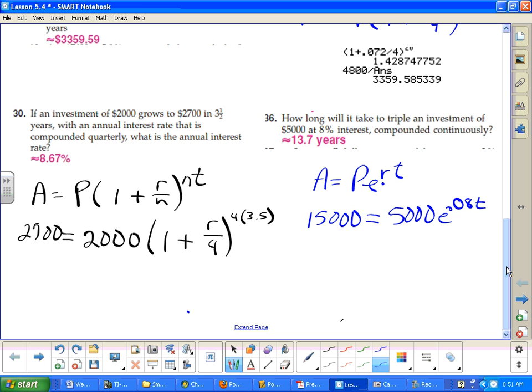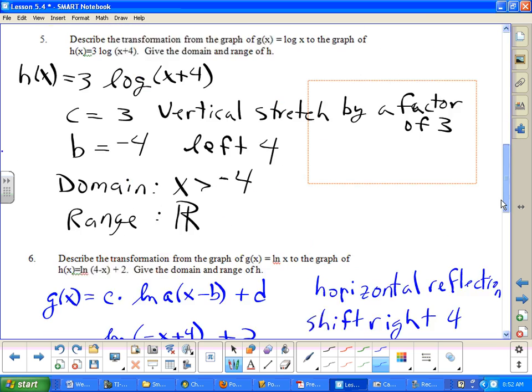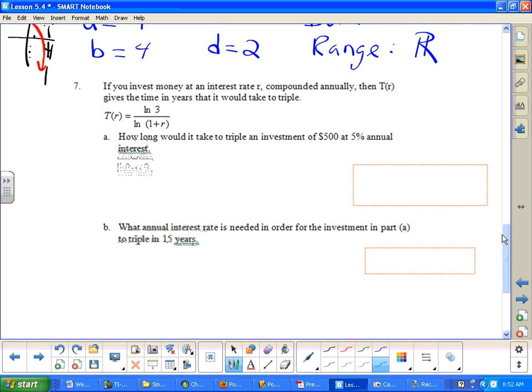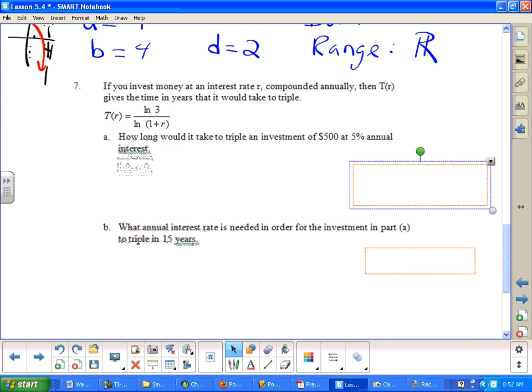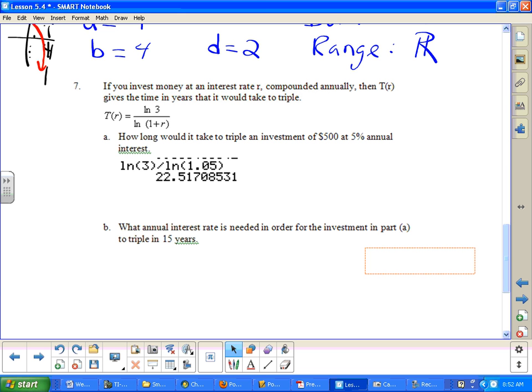Because if we divided by 5,000, we would get 3 over here. And we take the natural log of 3, and then the same thing over there. So the natural log of 3 divided by the natural log of 1.05 is 22.517 years.